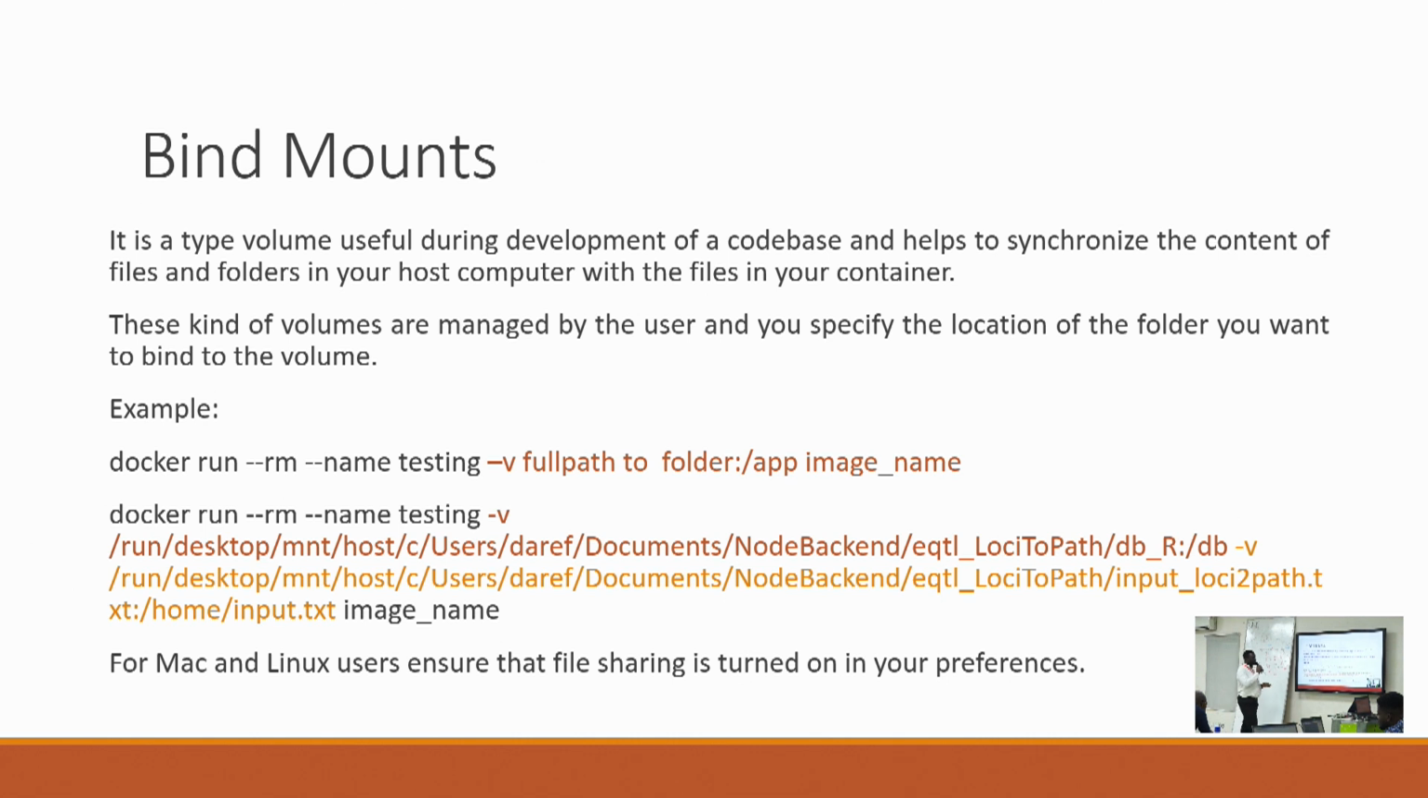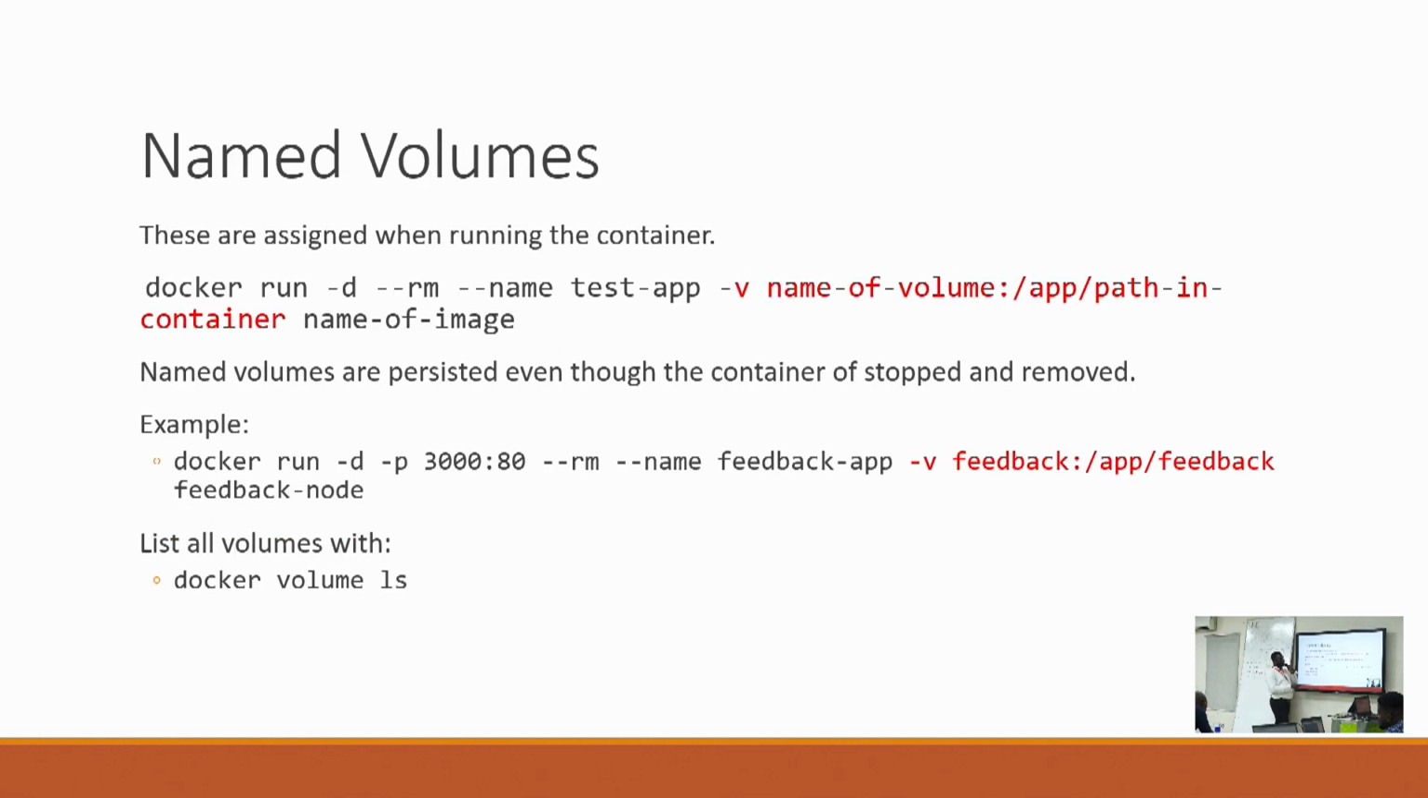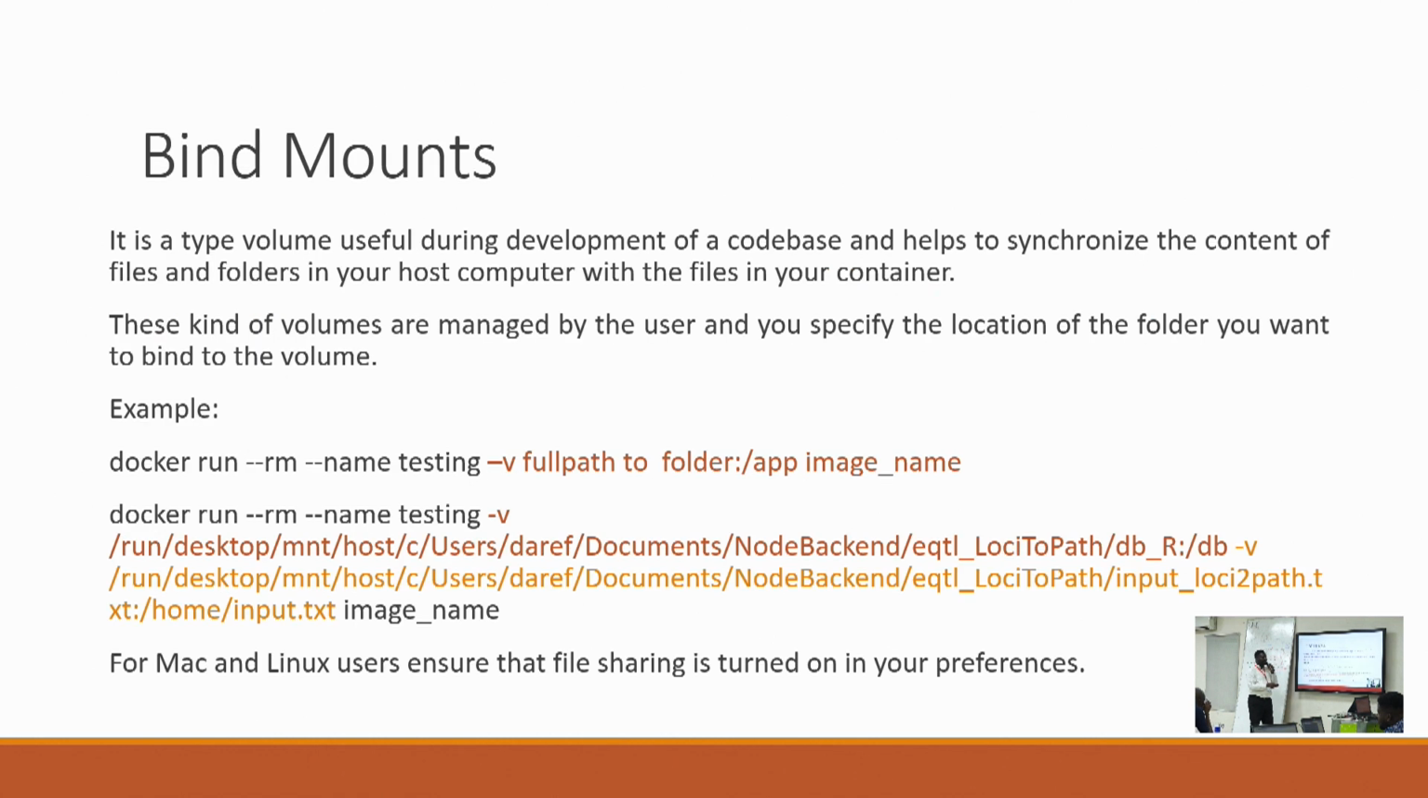So to create a bind mount, there are different ways of creating this volume. A named volume is created like this. You just specify any name you want, and the path in your container. That's the way of creating a named volume. But a bind mount is different. You specify a full path to that folder you want to map into your container. You specify the full path and the path in your container. Okay, this is a mistake. It's supposed to be a slash here.